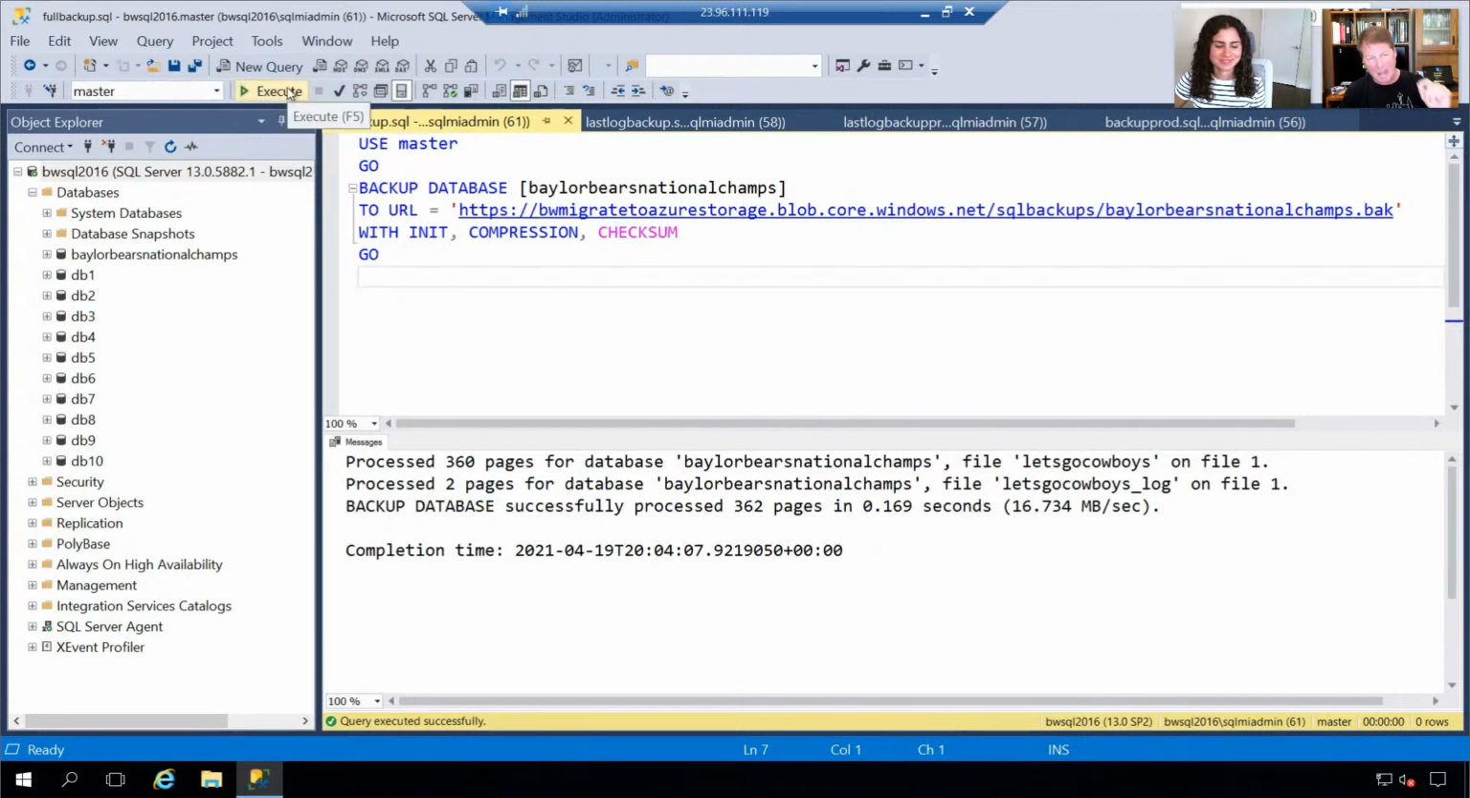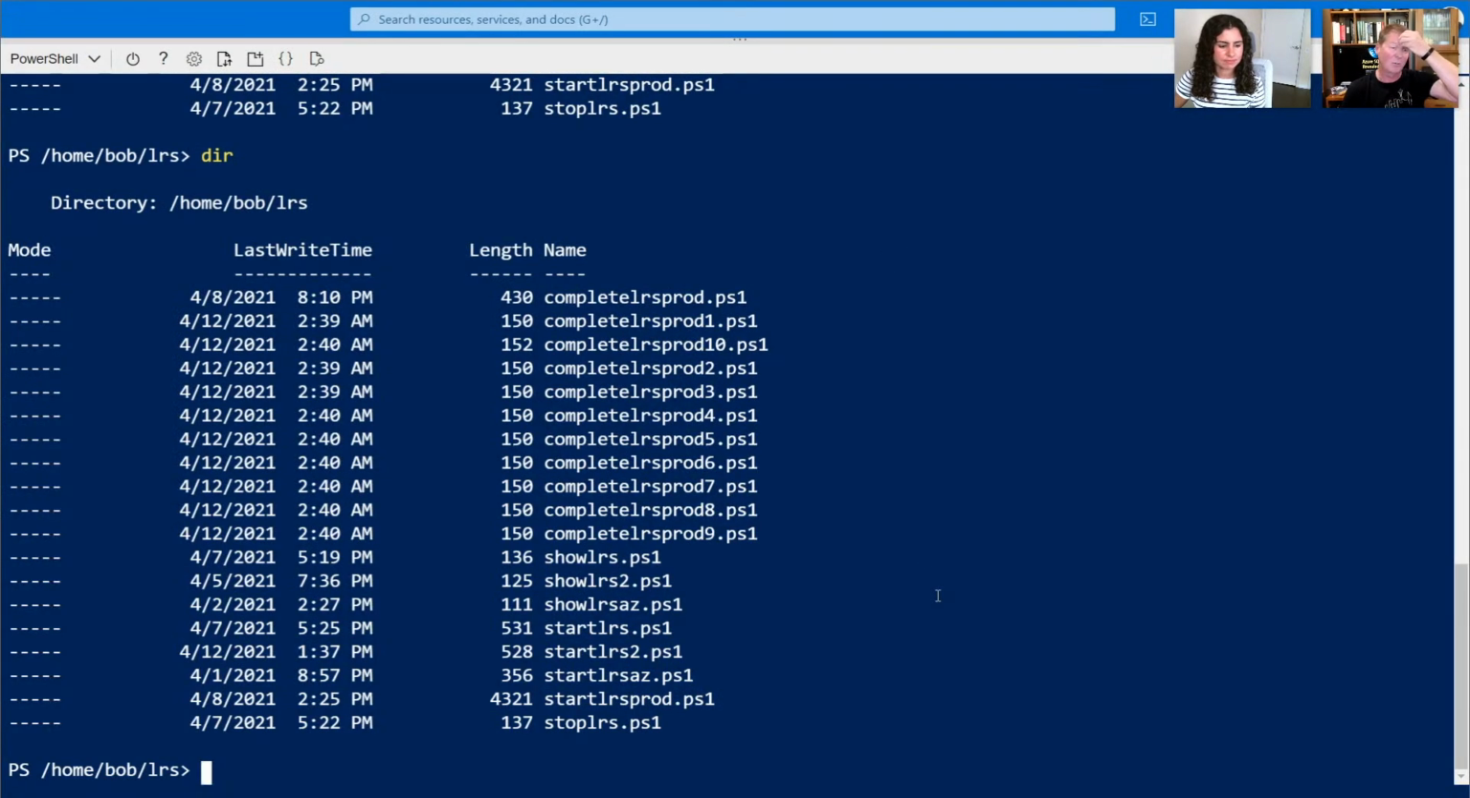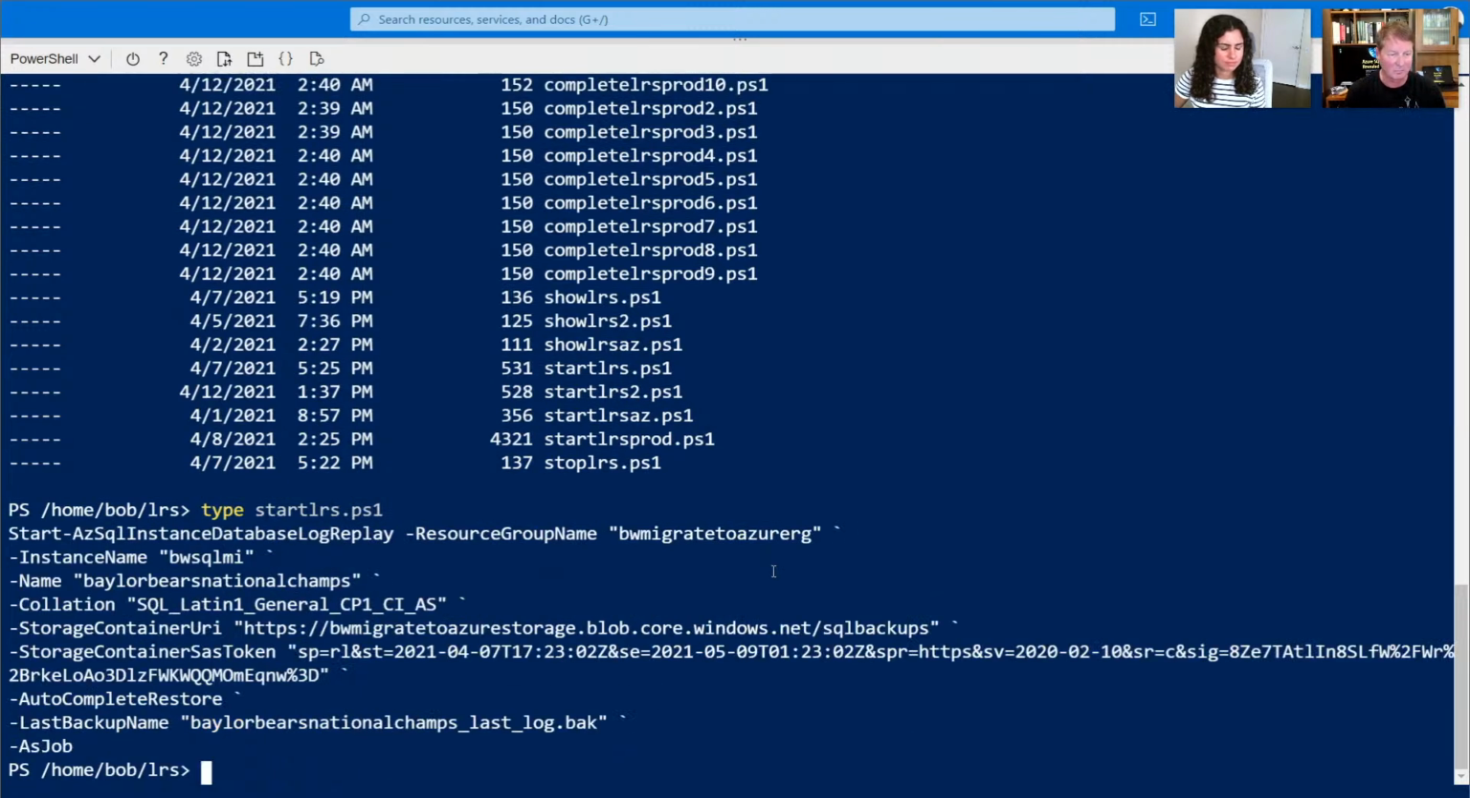So I'm going to back up the database, notice, to an Azure Blob Storage container. So I'm going to do that. And then let me flip over to the Cloud Shell and show you what I've got here. I've got a PowerShell command like this. And let's look at this a little bit here.